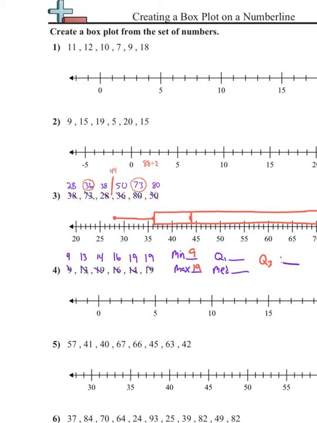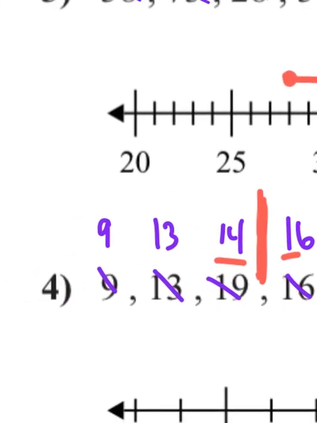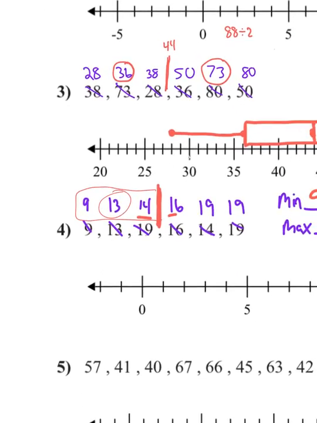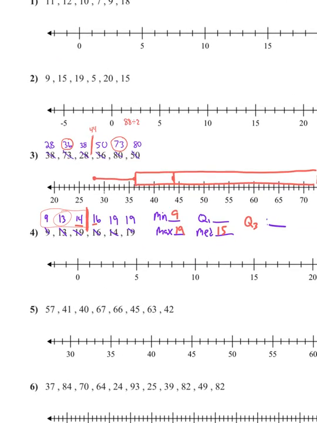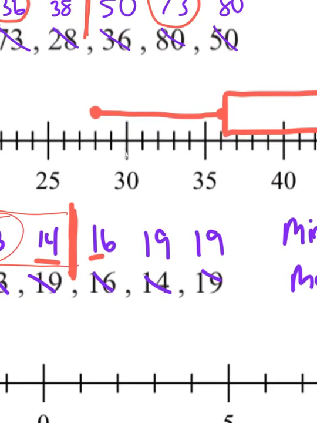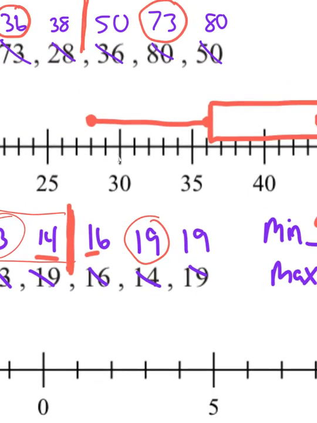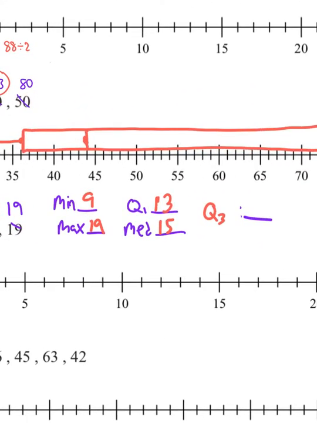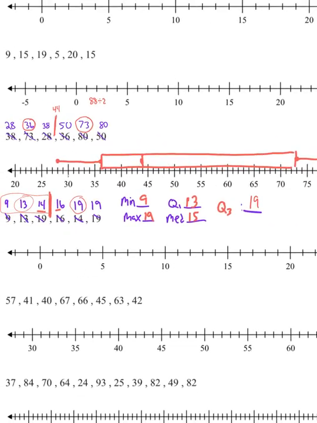Now, as far as the median, if I split my numbers in half, it's got to be between the 14 and the 16, which would be 15. So your median is 15. Q1, it's got to be the middle of these 3 numbers here. Here's your lower half. So it's got to be 13. So Q1 is 13. And Q3 has got to be the middle of these 3 numbers, which is 19. All right, so let me write those down. So we have our 5 numbers.